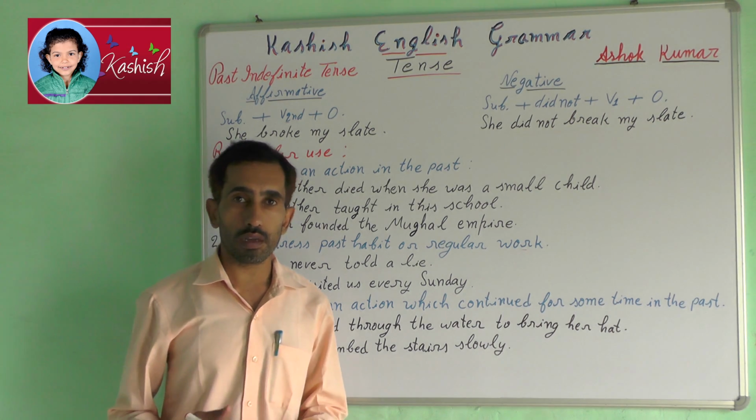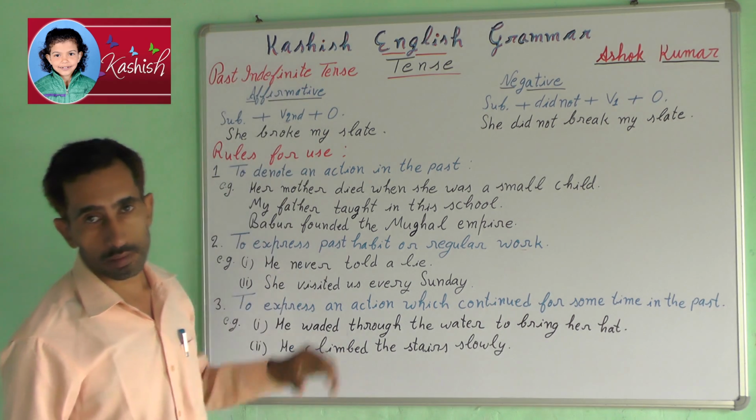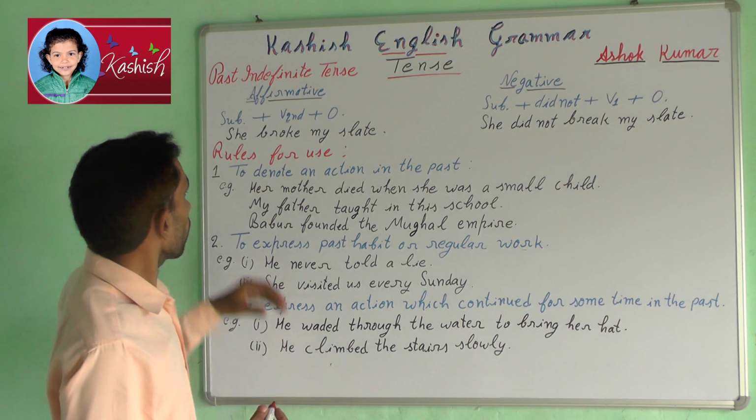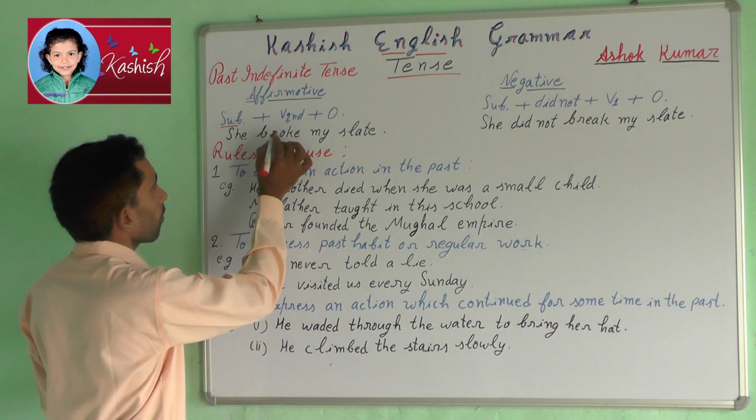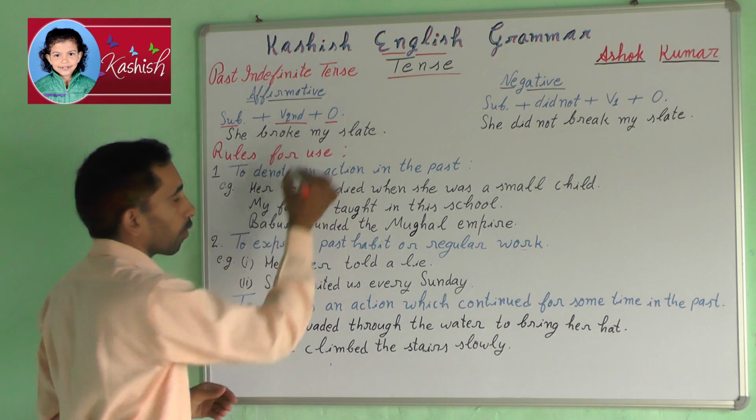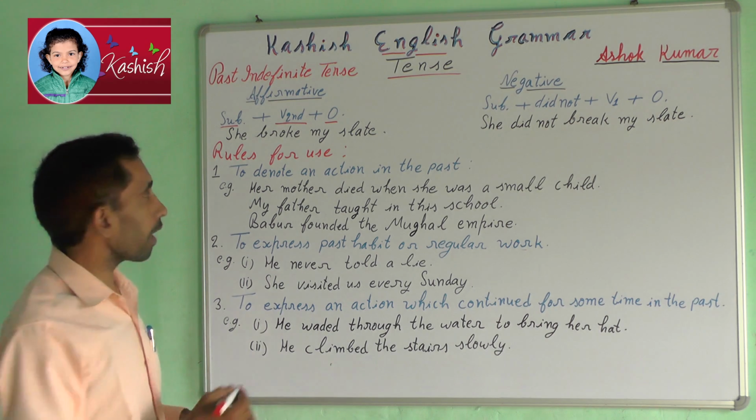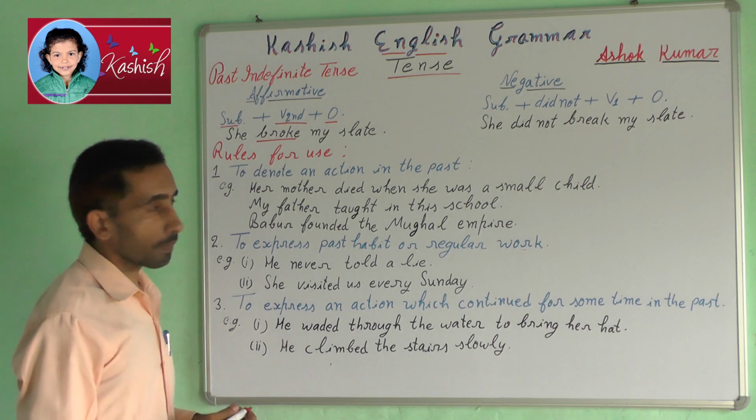Now we will learn about past tense. Past indefinite tense. Structure for affirmative sentences: subject plus second form of the verb plus object. For example, she broke my slate.